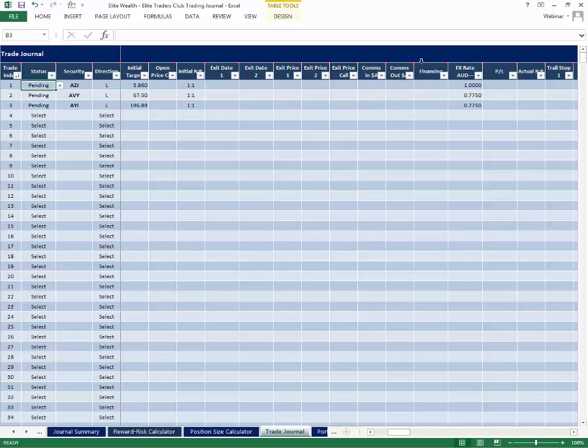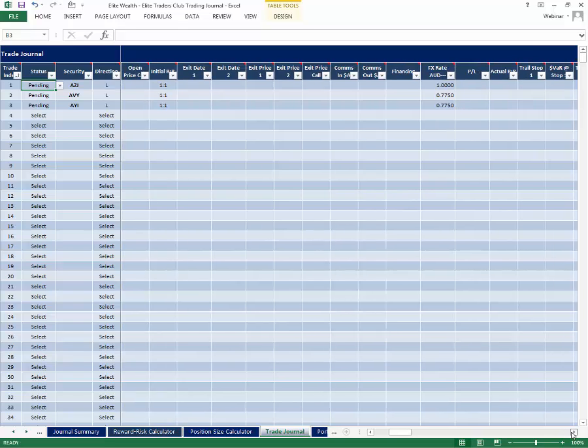Commission in and commission out. Financing: if you are entering financing costs on a trade-by-trade basis, this is where you enter that data. You must complete this box. If you're trading Australian shares, the conversion rate is 1:1. If you're trading US shares, at the moment it's 77.5. Profit and loss is a calculated cell on there.